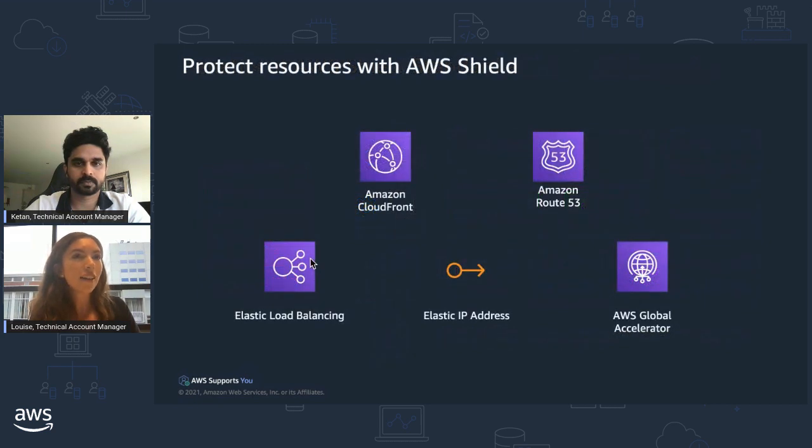And here are the services that you can integrate with Shield as well. So you have Elastic Load Balancing, CloudFront, Route 53, Global Accelerator, and EC2 Elastic IP addresses. And what you can do is you can add these resources to be protected. And there's also cost advantages as well. So if you do have an attack, with Shield Advanced customers, you can actually save that money and have it scaled up and things like that for you too.